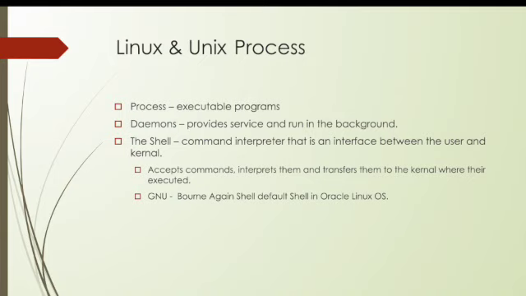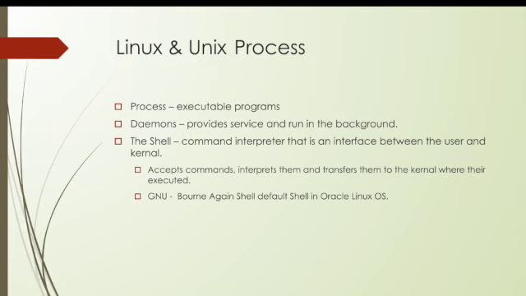And now let's go over the Linux and Unix process. A process in an operating system is basically an executable program. And then we have what are called daemons. Daemons basically provide services and run in the background.